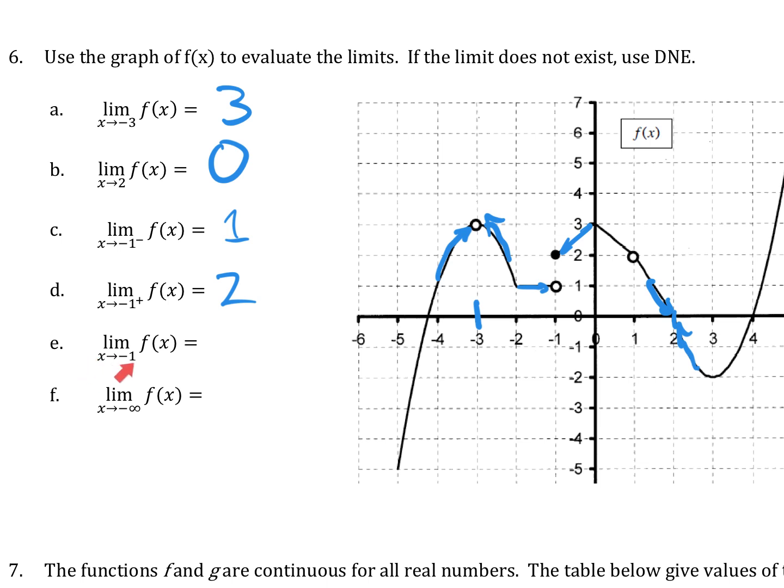Then what is the limit as x goes to negative 1? The overall limit, well, since these two don't agree here, there's a split. It's not continuous. This does not exist. Okay. And one more as x goes to negative infinity. Going down here, all right. What's happening here? Well, the function is going to negative infinity. So as we go to the left, the function is dropping. The y value is going to negative infinity.